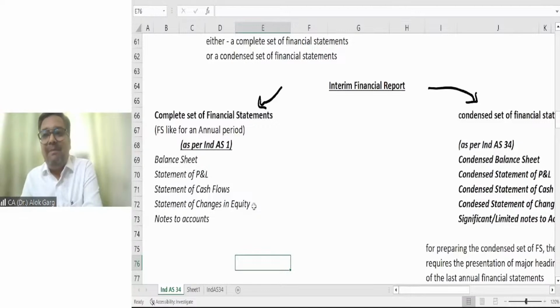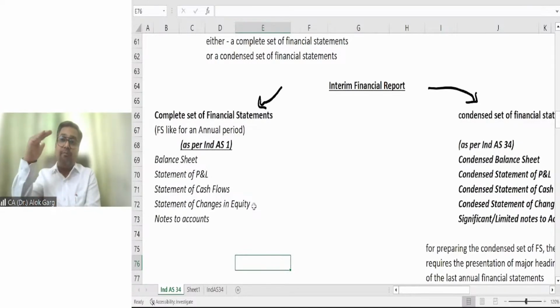So in all these, balance sheet, P&L, cash flow, changes in equity, I would say the format and the presentation are actually the same as what we have presented in the annual financials. But the only difference is the notes which are an integral part of the financial statements. The breakup of balance sheet and P&L, every line item breakup, is not required to be given in the notes to accounts.